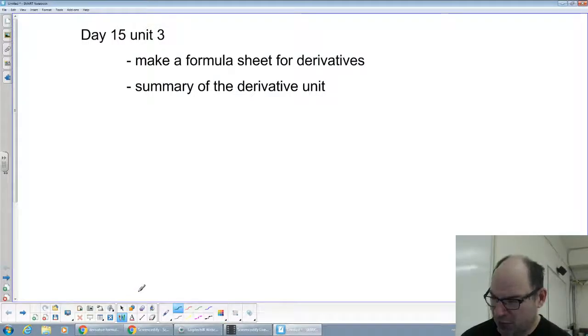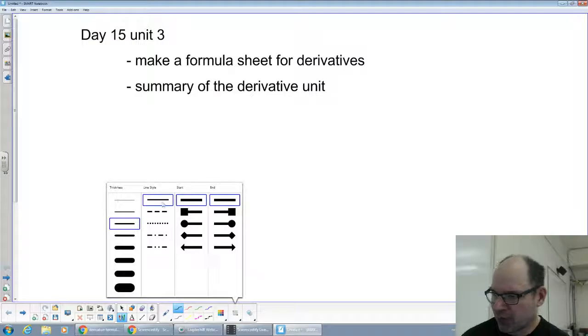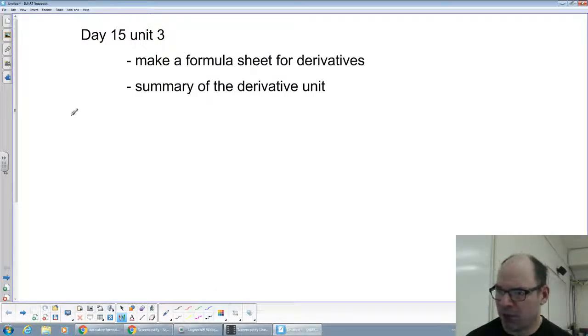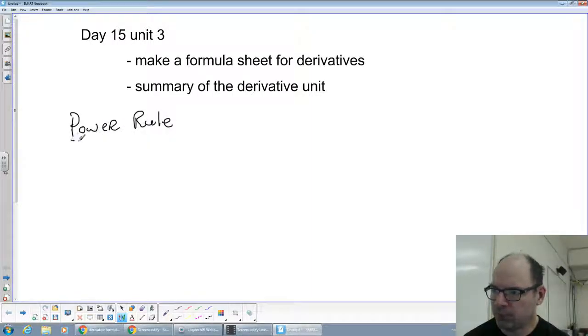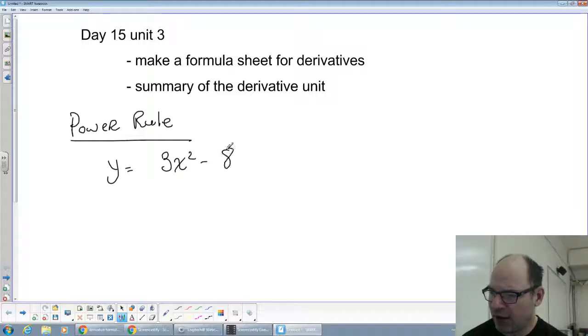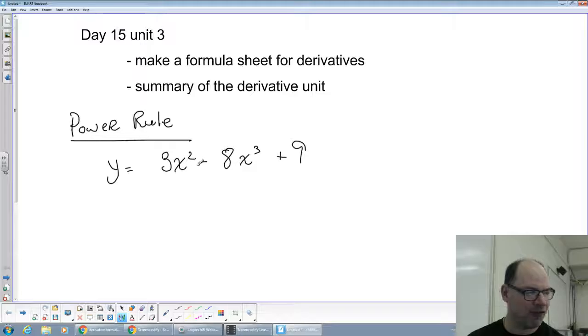So get my marker out here. Just power rule. If we had something like y equals 3x squared minus 8x cubed plus 9, what we do is treat each of these as a power rule. When you're minusing and plussing different terms that are to some power, you can still use the power rule through them.